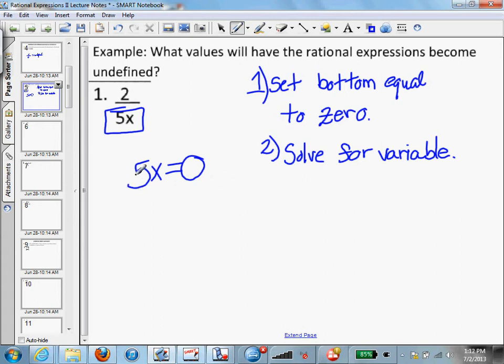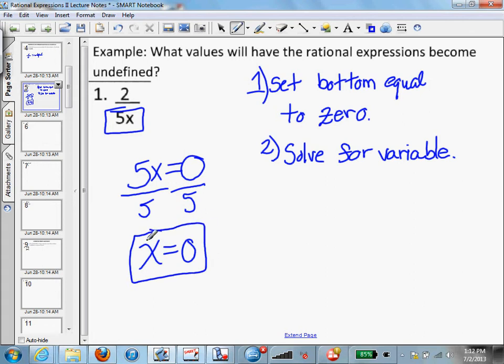Now, to solve for the variable, noticing 5 and x are beside each other, meaning that's multiplication, so we do the inverse operation of dividing. We divide by 5 on both sides to get x by itself. So x is equal to 0 divided by 5, or just 0. That means this fraction will be undefined when x is 0, because that would be 5 times 0, making the bottom 0.